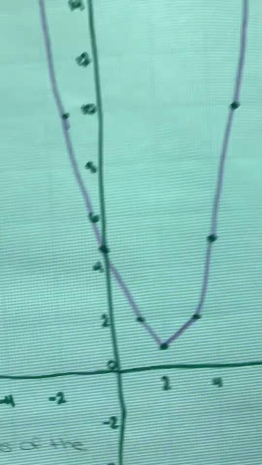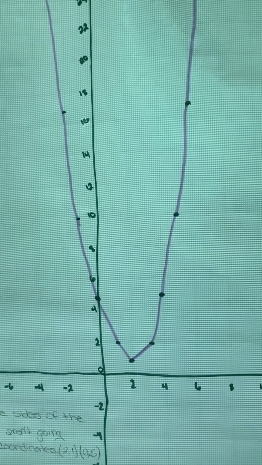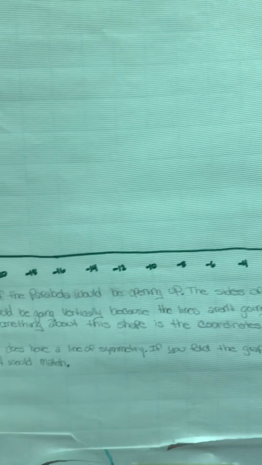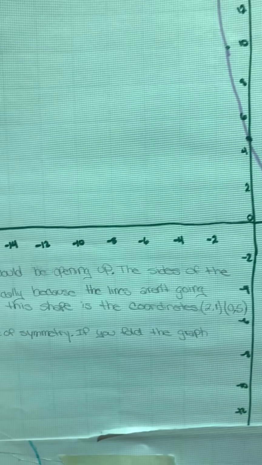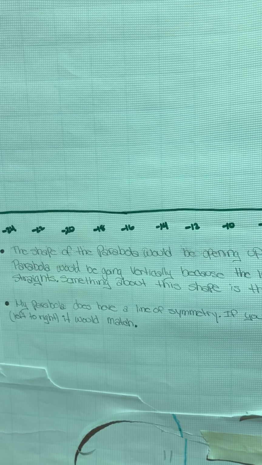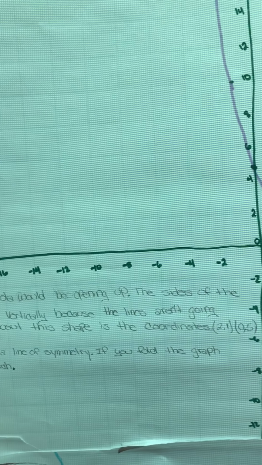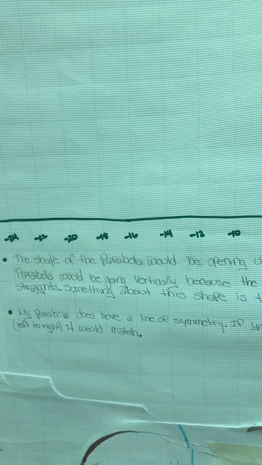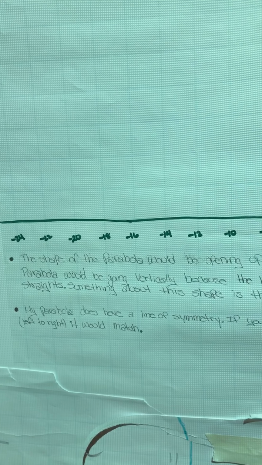So here is another one. See that this one's a little bit different from the one that we just saw. Let's see what these guys say. The shape of the parabola would be opening up. That's definitely true. It's opening up, and the sides of the parabola would not be going vertically because the lines aren't going straight. Something about this shape is its coordinates 2, 1, 0, 5, and the parabola does have a line of symmetry. If you fold the graph up to the right, it would match.